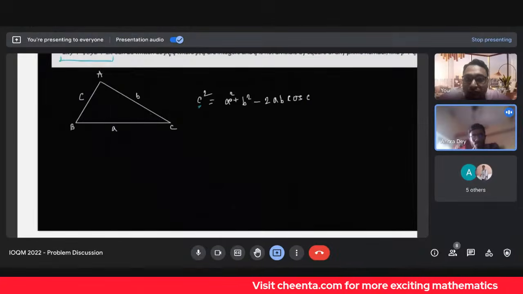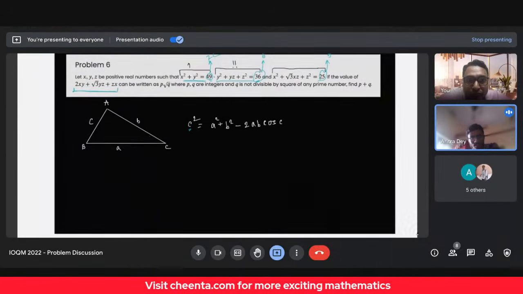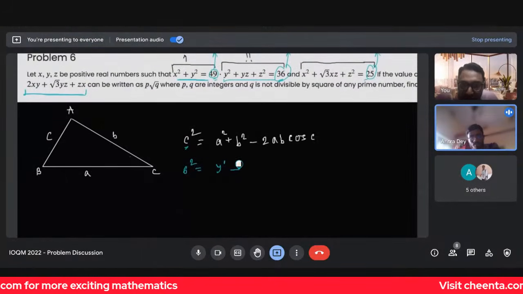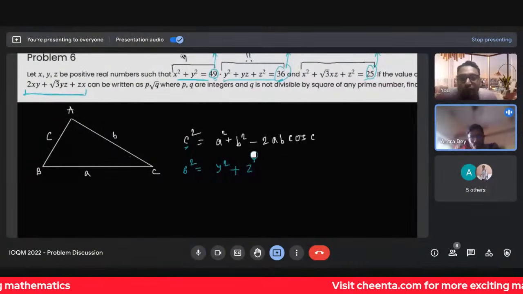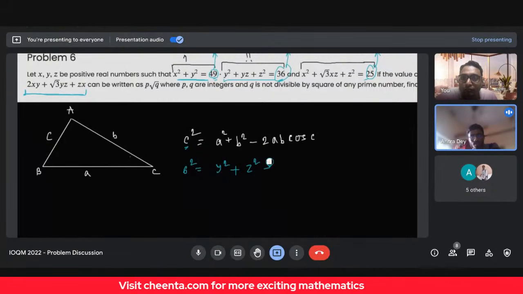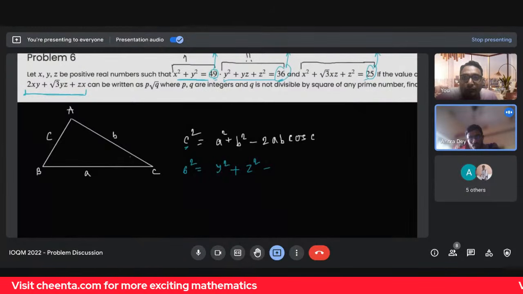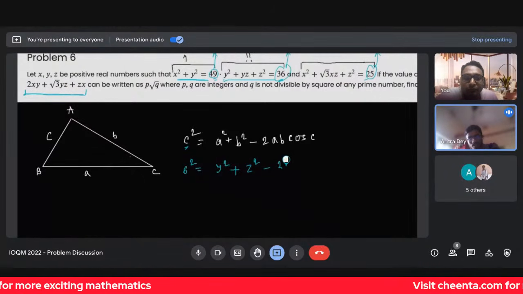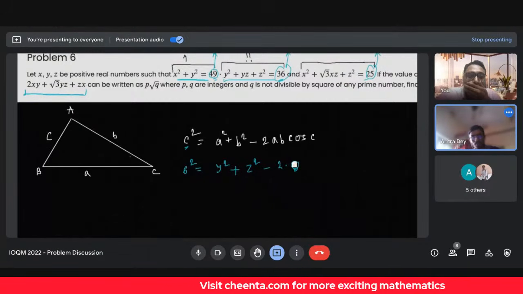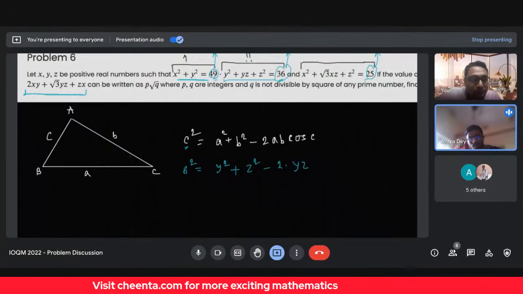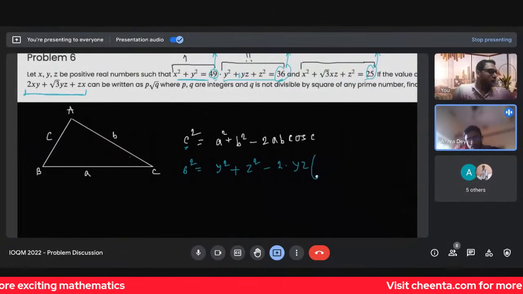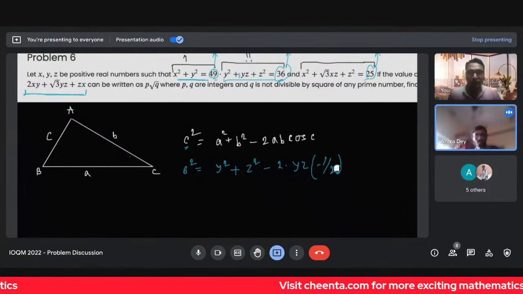Okay, so if we compare this thing, you can feel that it is something like this: 6 squared equal to a squared, which you can think of as y squared, plus b squared. What is b squared? b squared is z squared, and then minus 2ab. So here is 2, first write down 2, then ab. Instead of ab, I'm taking yz, and cos c. But cos c here is plus 1. You can see this is plus 1. So how can I bring plus 1? If I take minus half here, then the plus 1 thing is balanced.